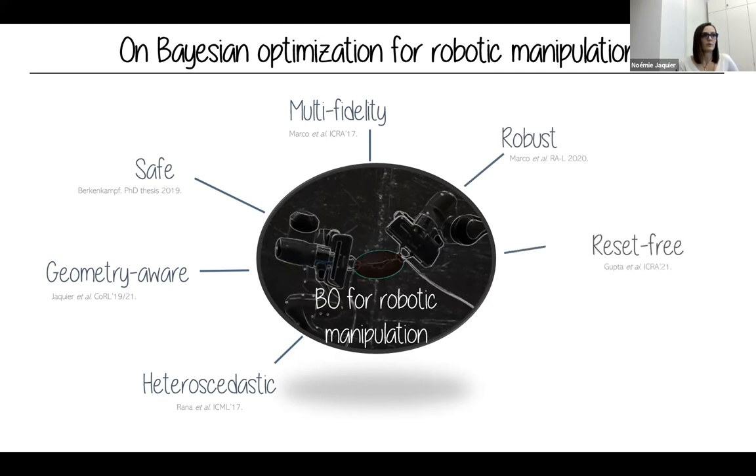We may also want reset-free algorithms, where we don't always try the full trial again, but just optimize for a subset of it, and there are a lot more things to do. There are individual works for all of these points, but I think we are still missing a full framework that really allows us to perform BO for robotic manipulation in general.